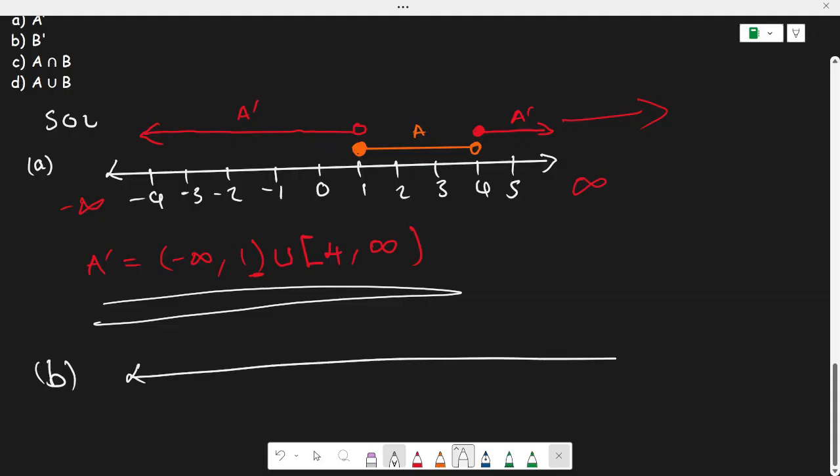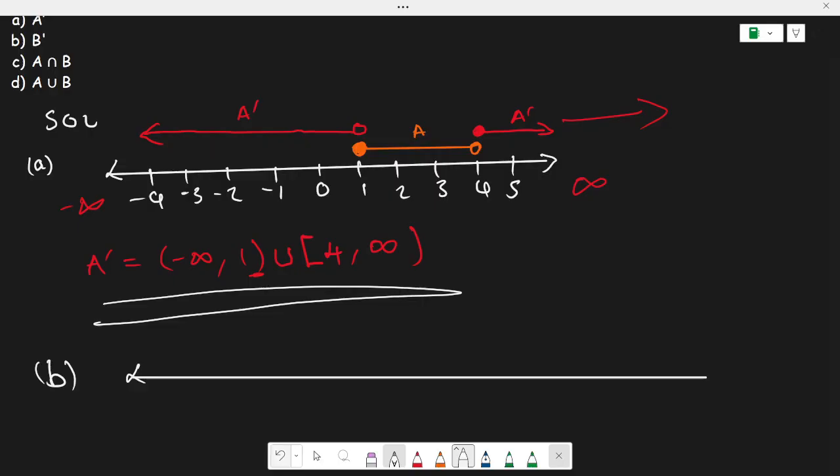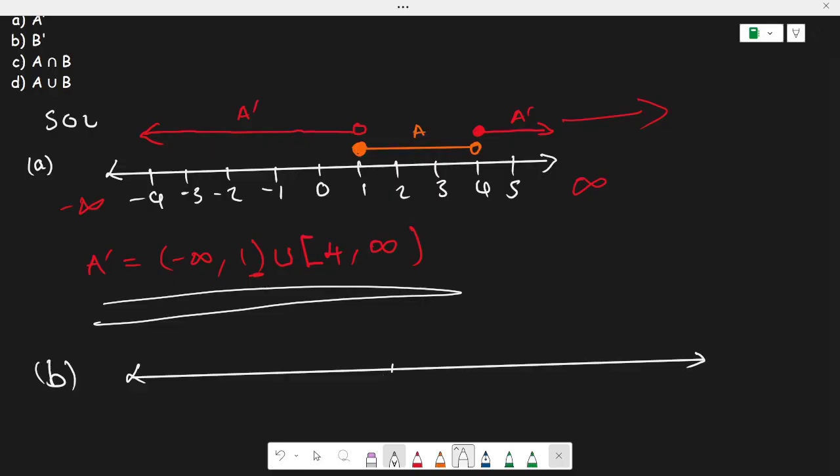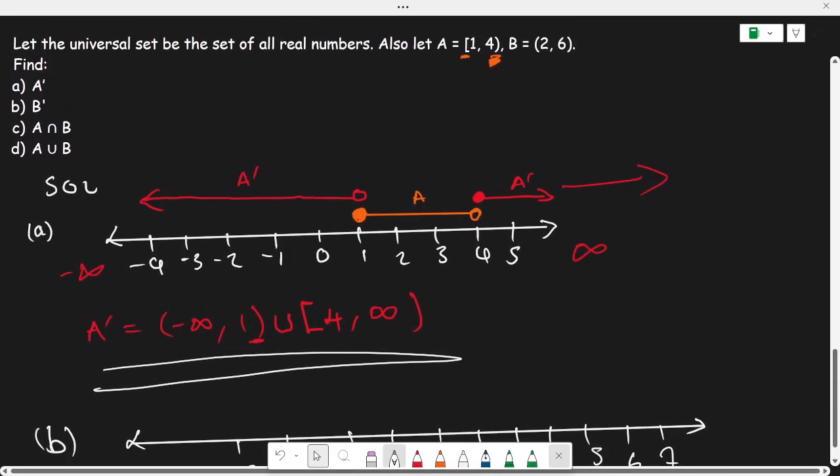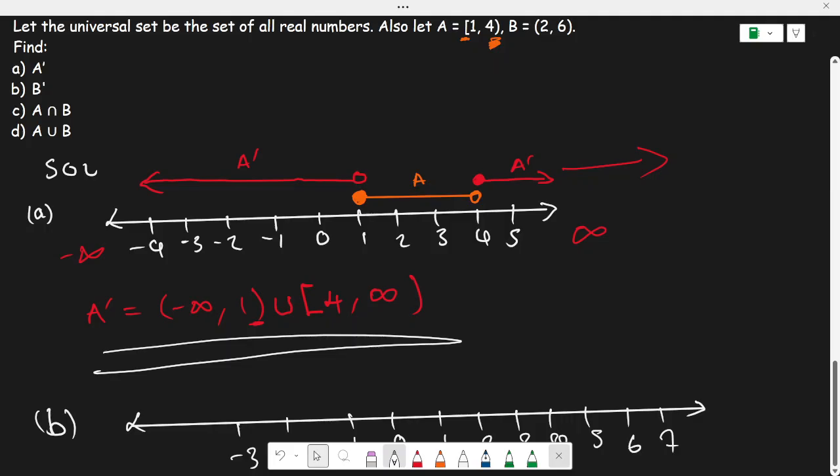We draw the number line again. We have 0, 1, 2, 3, 4, 5, 6, 7, -1, -2, -3. Okay. And B, we're being told we have 2 is not included and 6 is not included. You get that from the type of brackets that are there. So this is our B.